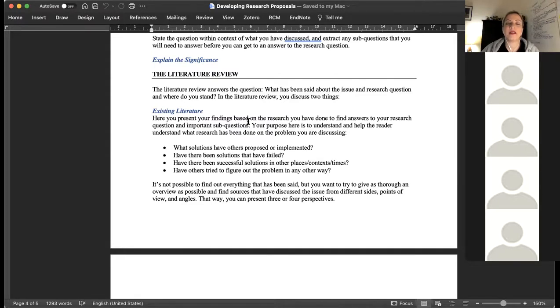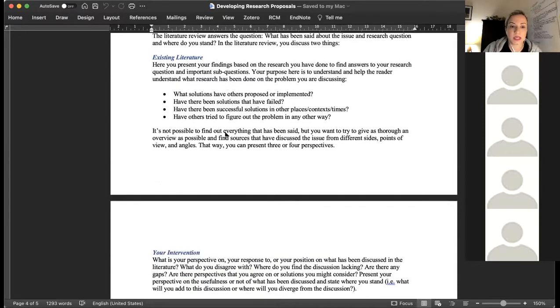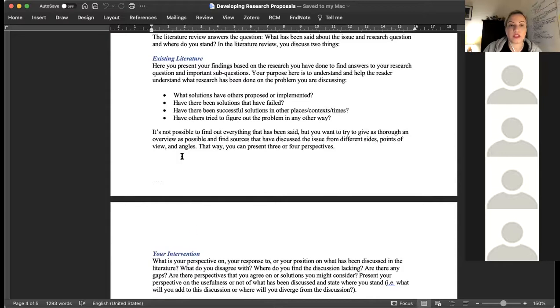So the literature here, meaning whatever research that has been done before that addresses the problem that we have at hand and that offers some solutions or maybe answers to specific technical problems or research problems. So the literature review answers the question, what has been said about the issue and research question, and where do you stand? In the literature review, you discuss two things. You discuss existing literature and your intervention.